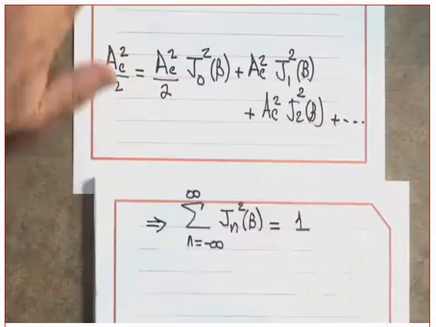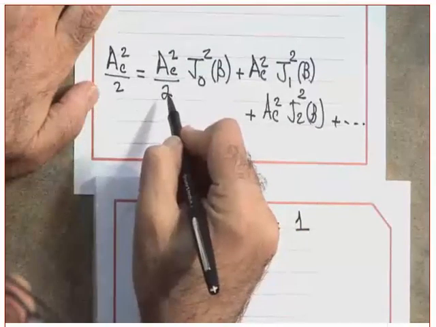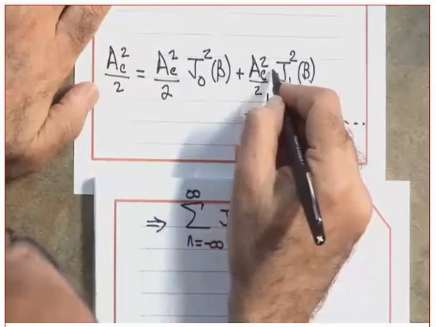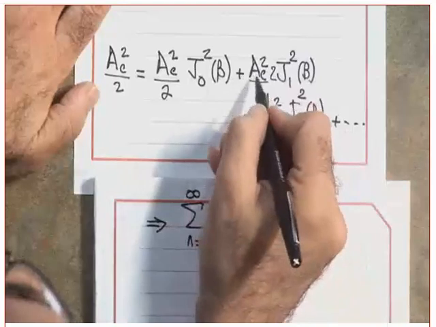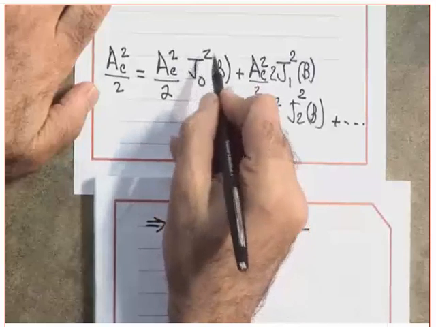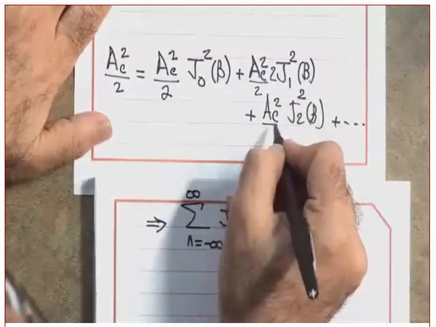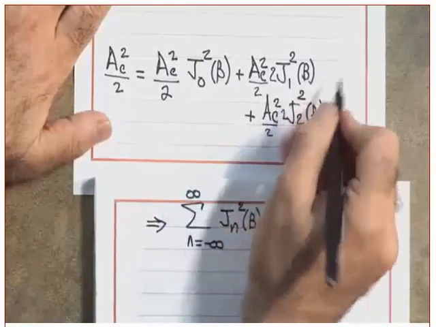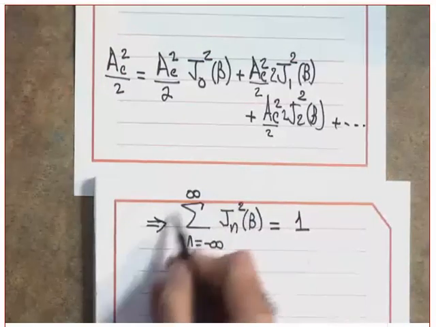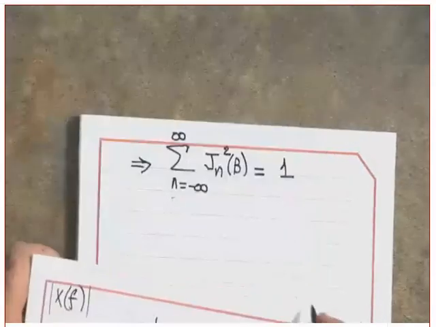Did I go too fast or you lost me? You lost me. Okay, concentrate. This is AC square over 2. AC square over 2. Yes? Can I write this one also AC square over 2? So I'm going to divide by 2 and multiply by 2. Can I do that? Then I factor the AC square over 2 outside. What remains? J0 square of beta plus 2 J1 square of beta plus 2 J2 square of beta and so on and so forth. Yes? Subscript is only positive, but the negative is the same because you are squaring. What is your question? I did not hear your question. I answered? Okay, good.